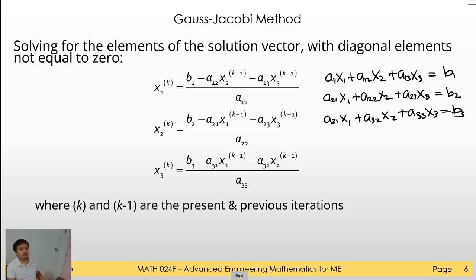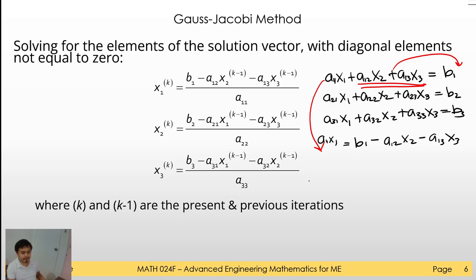x1 using the first equation. So using the first equation, we can manipulate this now by transposing these two terms to the other side. So this will be B1 minus A12 X2 minus A13 X3. And then this will be equal to A11 x1, right? So dividing this by A11, we can see that the solution for x1 is this over A11.